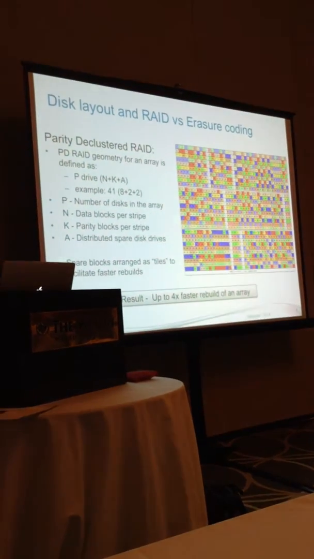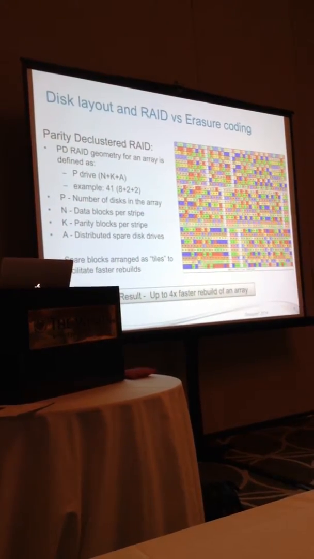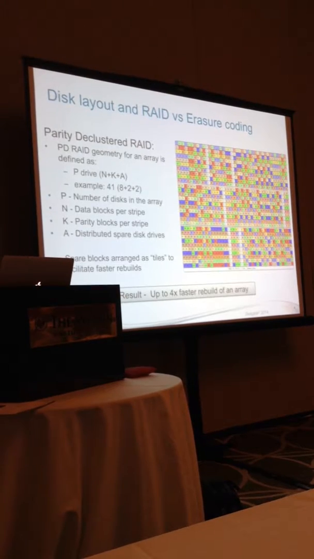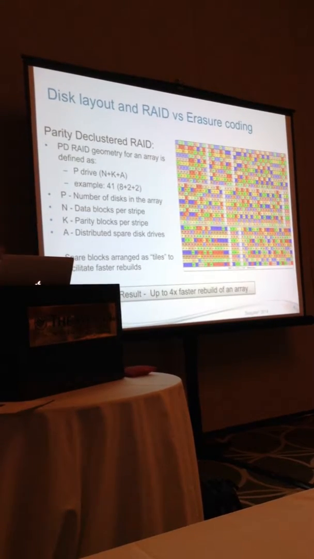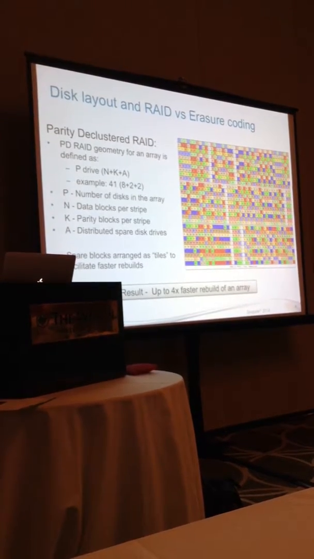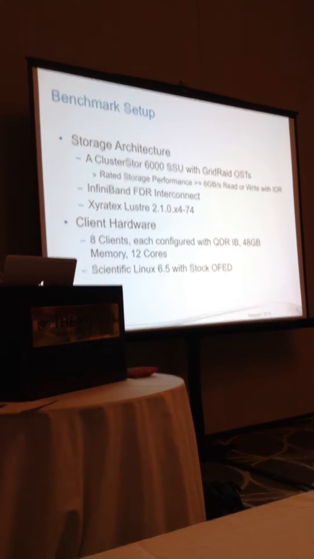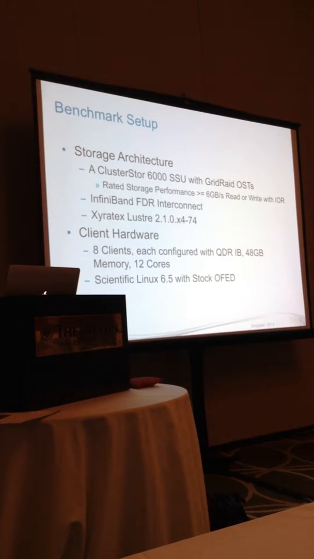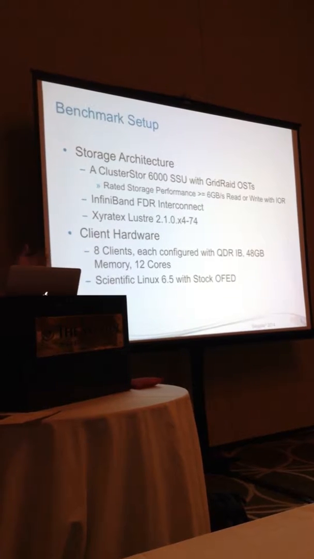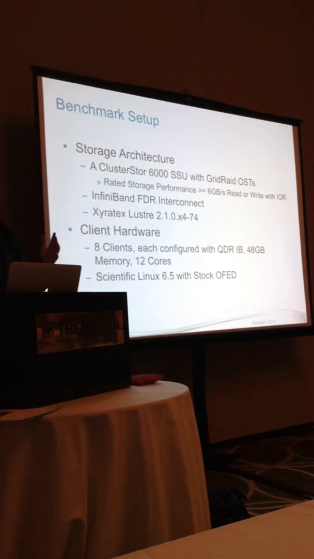So we're using what we call grid RAID, which unfortunately is a marketing term that I didn't agree with, but I didn't have a choice here. I think parity declustered RAID is still a better word for what we're doing. The benchmark setup was really simple because, as an engineer in a big company with unlimited resources, engineers don't get much, unfortunately.